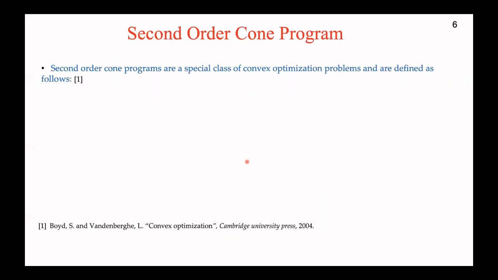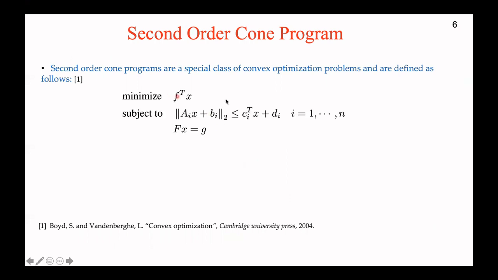A second-order cone program is a special class of convex optimization problems, and they are defined as follows. We have a linear objective function subject to a second-order cone constraint. Here, x is the optimization variable, and A and F are matrices of appropriate dimensions. As we will show later, our optimization formulation for computing the grasp metric will have the mathematical structure of a SOCP.